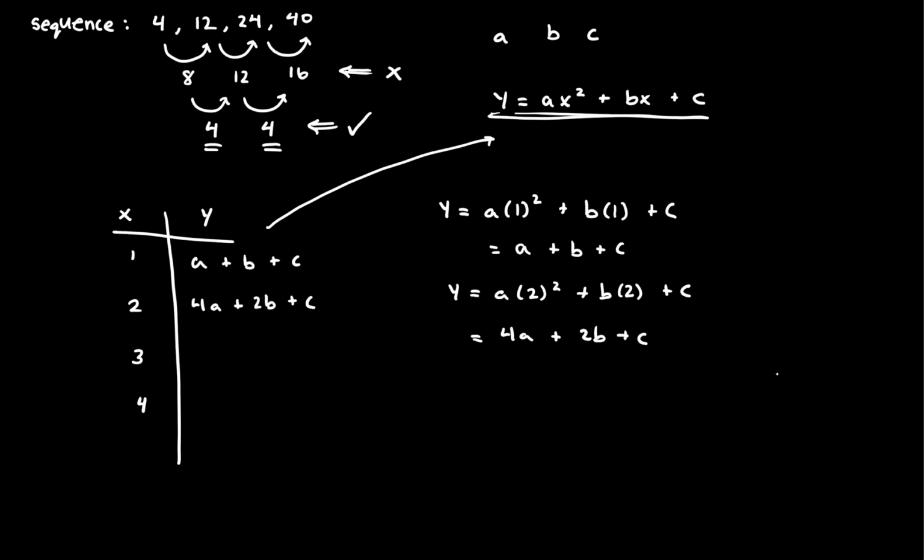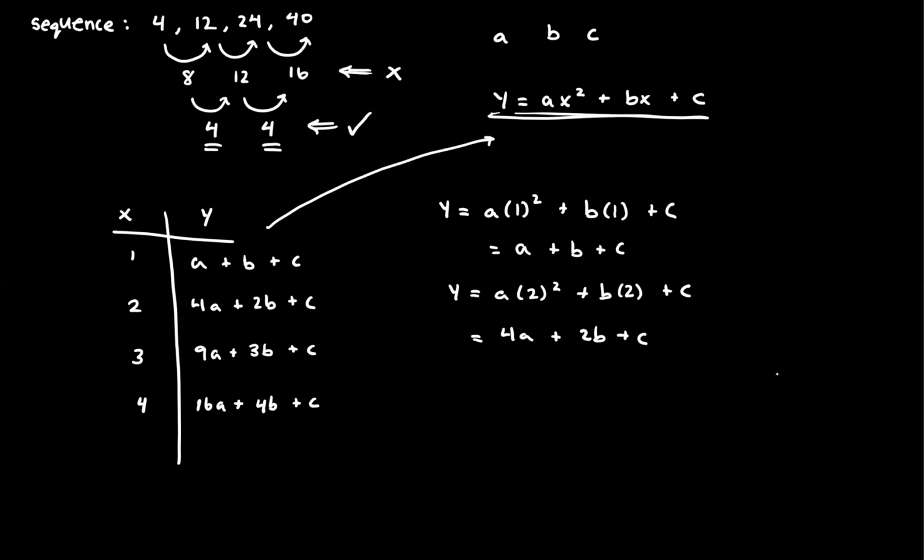And if we continue this for 3 and 4, if we substitute 3 into this equation, we're going to get 9a plus 3b plus c. And if we substitute 4 into that equation, we're going to get 16a plus 4b plus c. So now we have a general sequence of terms that we can use to describe a quadratic relation.